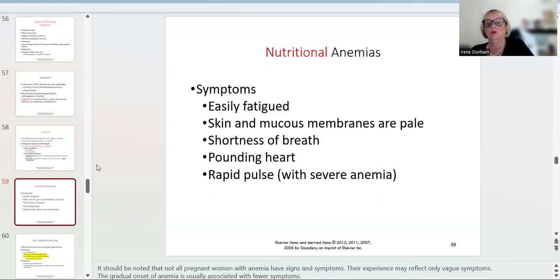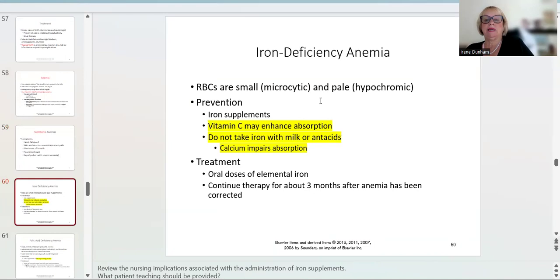Anemia. They have a rapid pulse. They get very, very tired. Okay. I don't know if you ever had problems with anemia, but you get tired. You remember I talked about membranes, they're kind of pale. You get some shortness of breath, pounding heart. Not good to be anemic. We try to get them to take in iron.